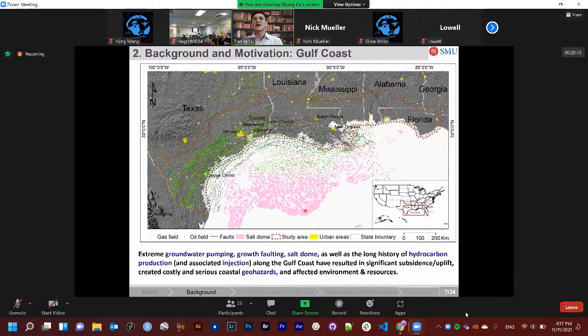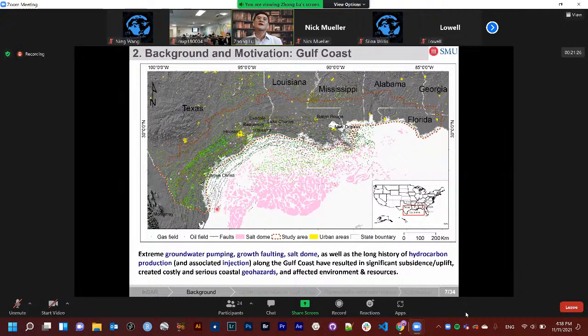Well, the Gulf Coast has a lot of interesting phenomena, really because of intensive groundwater pumping, and it is associated with faulting, salt, as well as a very long history of hydrocarbon production. Well, when you have production, you have byproduct, which is wastewater, often injected into deeper parts of the subsurface. So all these have resulted in significant subsidence, and wastewater injection can cause surface uplift. They all can have consequences, can be serious hazards, and affect environmental resources.